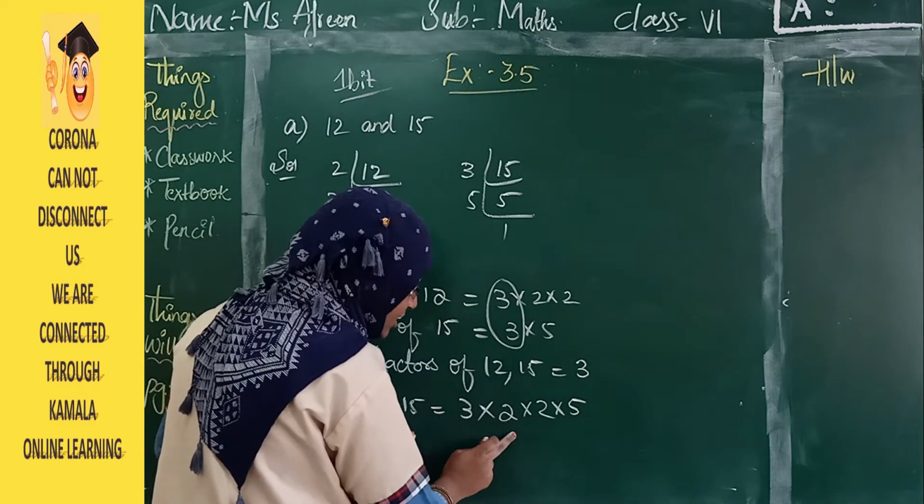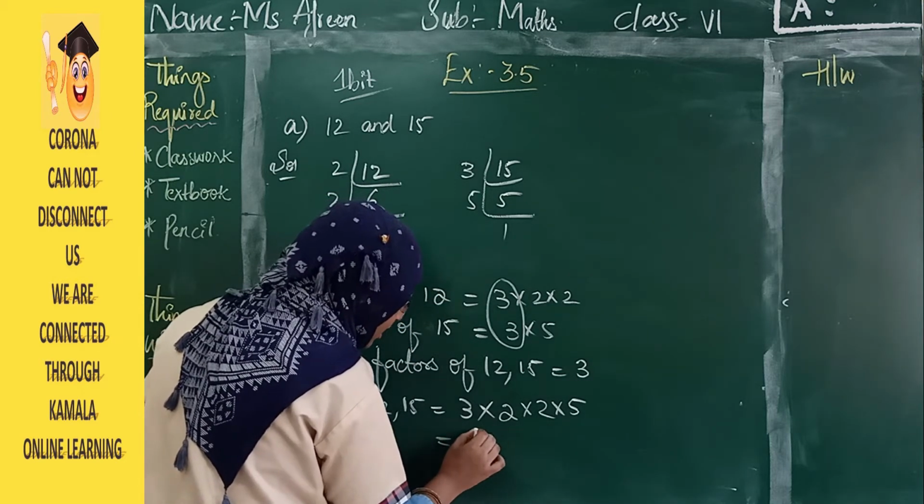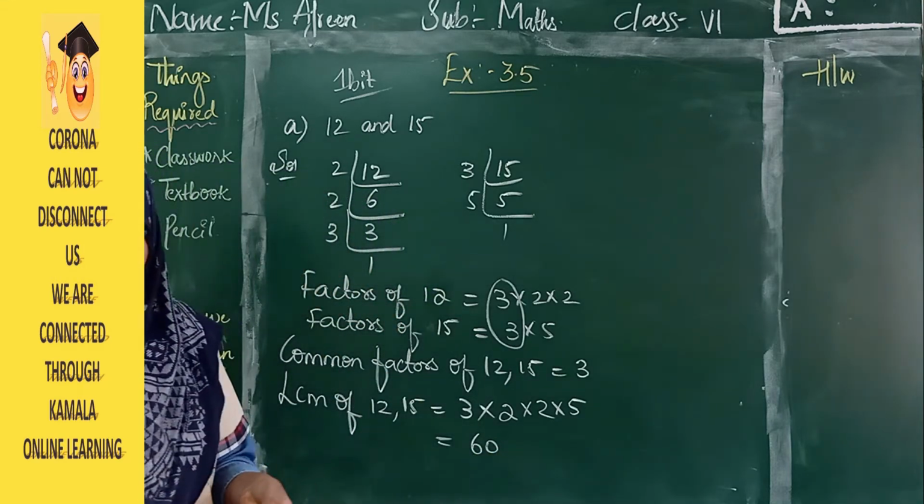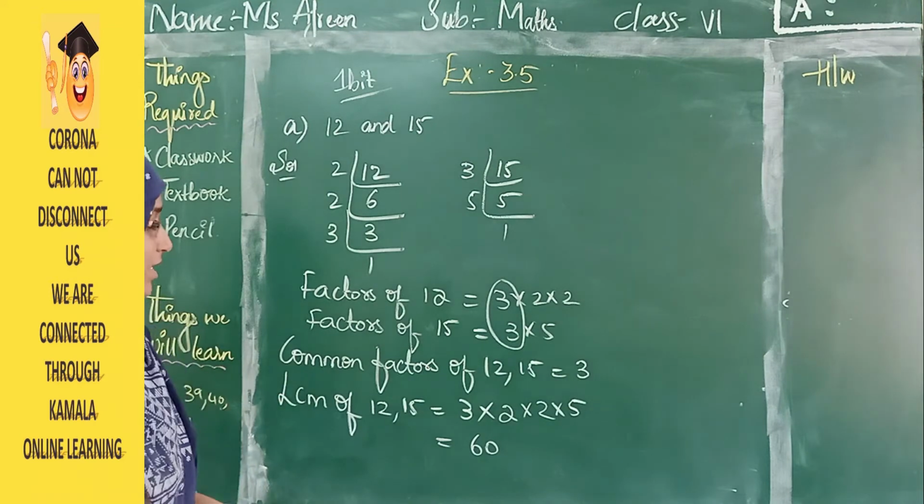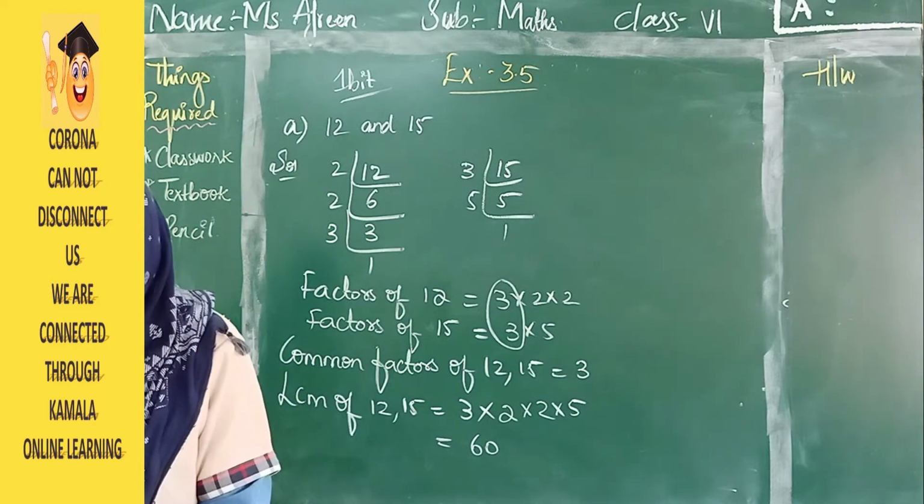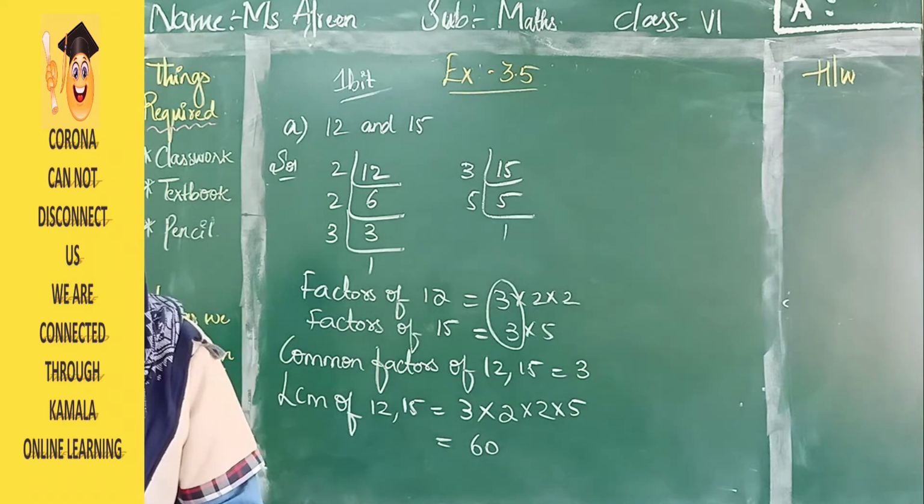So 3 twos are 6, 6 twos are 12, 12 fives are 60. Yes, so LCM of 12 comma 15 is how much? It is 60. Okay, I hope you get it.